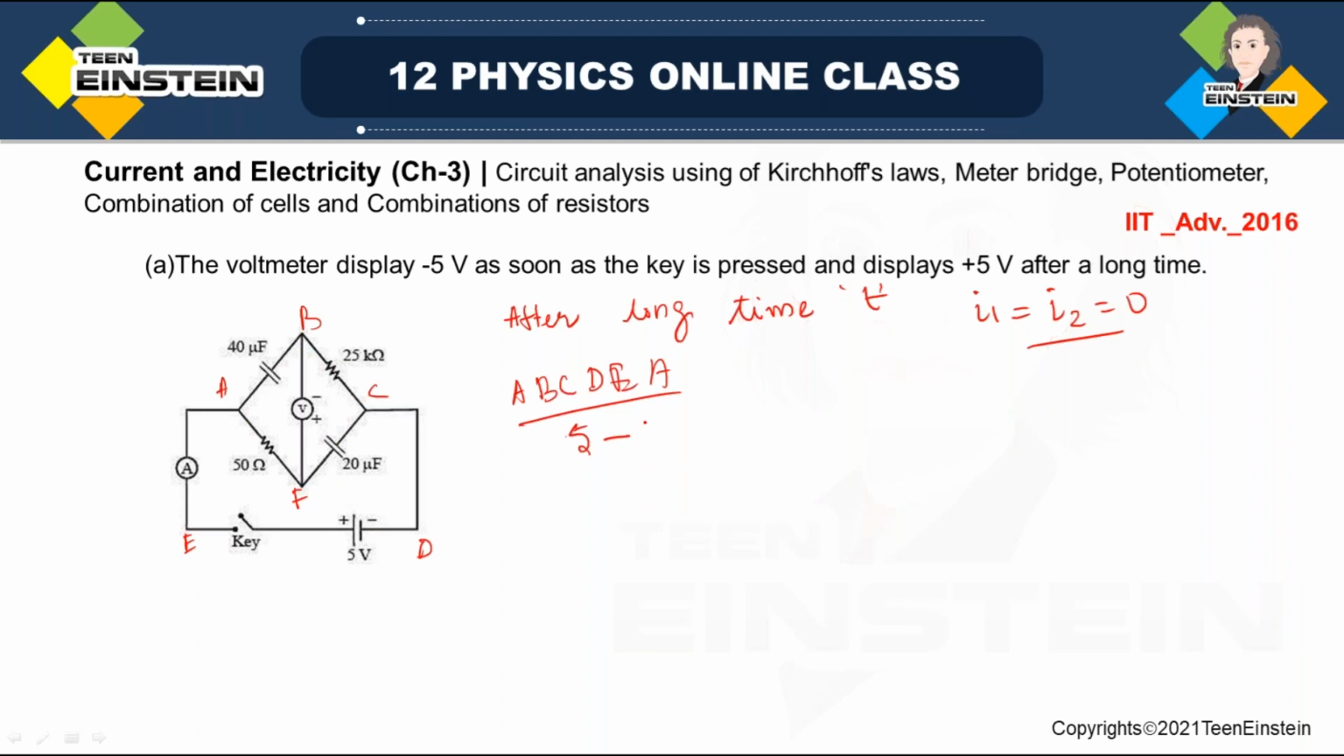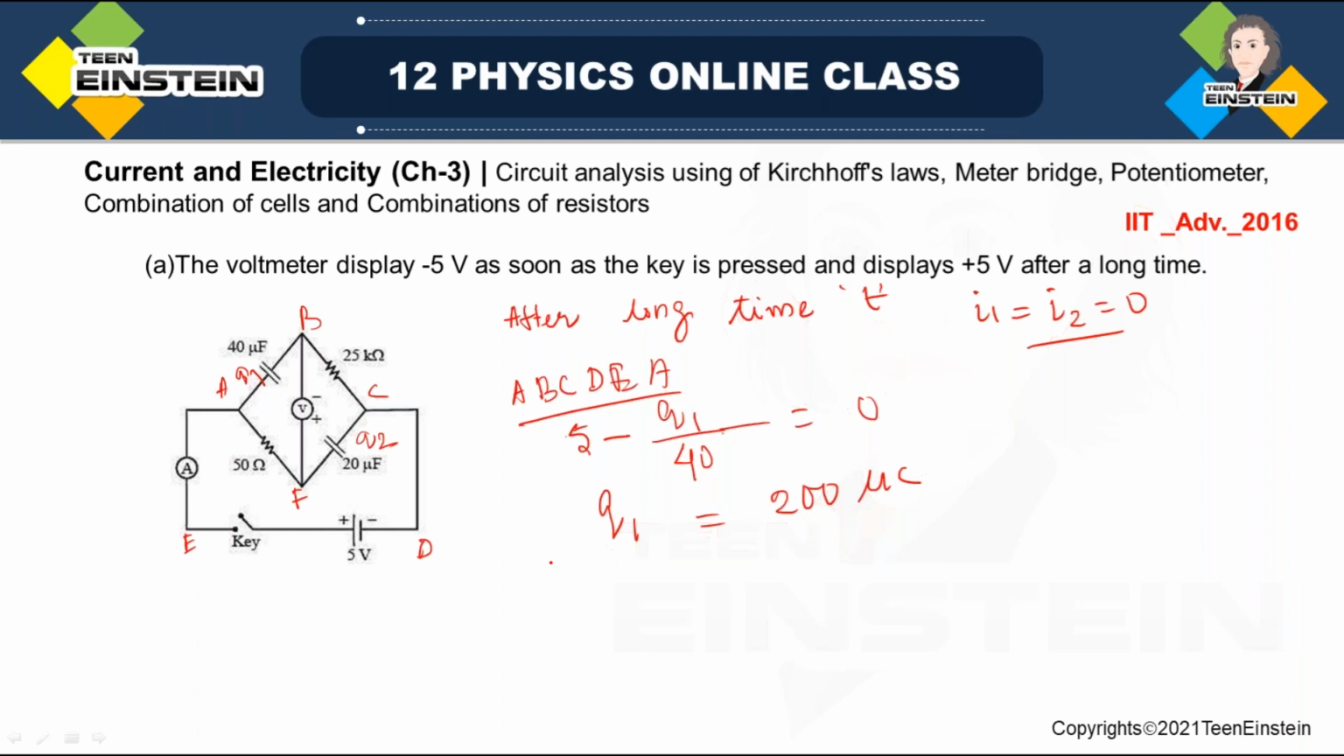We can write 5 volt, and minus the voltage across this. Suppose this capacitor is holding charge Q1, and this stores charge Q2. So Q1 by C1, that is 40 microfarad, and this also will be microcoulomb only, so we can remove the micros now. This is equal to zero, since current is zero, the drop across this 25 kilo ohm resistor is zero. So from here we get the charge to be 200 microcoulomb.